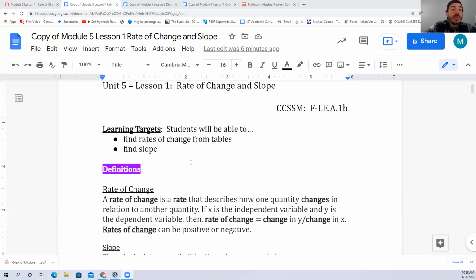I got a hint for you. Rate of change and slope are exactly the same thing. That makes it easy, right? A rate of change is a rate that describes how one quantity changes in relation to another quantity. If X is the independent variable and Y is the dependent variable, then rate of change equals change in Y divided by change in X. Rates of change can be positive or negative. All right, so what is that all about?